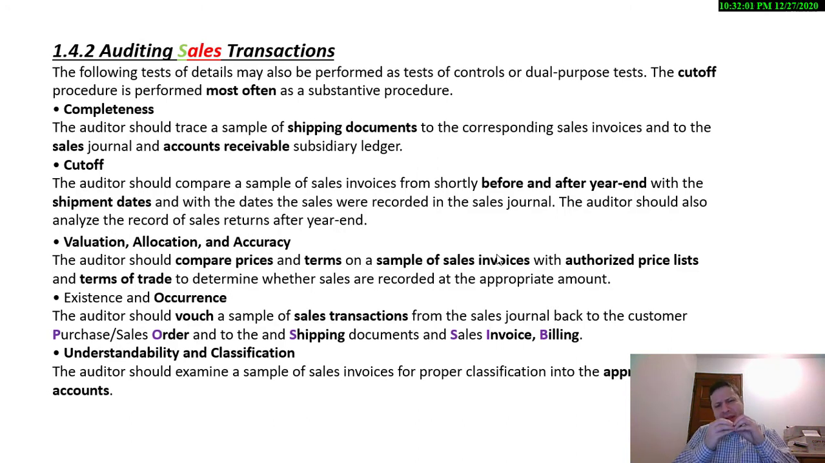Okay, valuation. Valuation, you should compare prices and terms on the samples of sales invoices with authorized price lists and terms of trade. So are these sales amounts appropriate for the company? Existence and occurrence. Do these sales exist? You should take a sample of sales transactions from the sales journal and go back into the sales order, the purchase or sales order, and to the shipping docs and to the sales invoice that was used for billing. All those documents need to match. Understandability. The sales invoices should be properly classified into appropriate accounts.